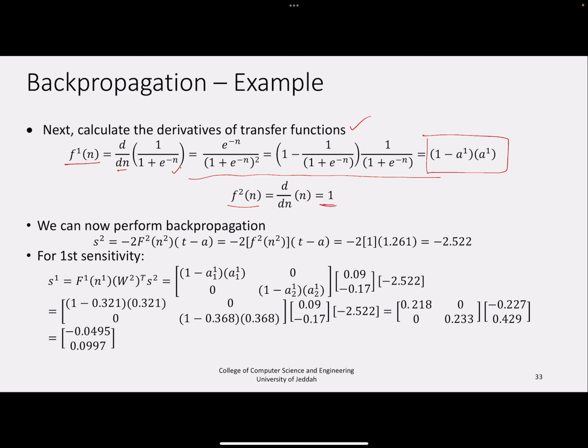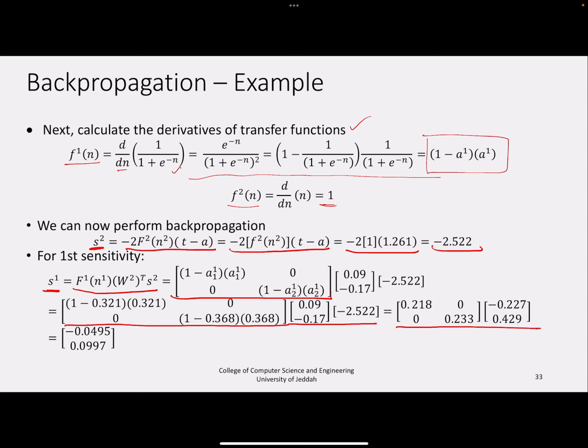Then we start with the backpropagation algorithm. We find the sensitivity for layer number 2, and we end up with minus 2.522. Then we find the sensitivity for layer number 1. That's the equation for that. Do the math, do it all at once using matrix operations. I'm not going to walk through each and every step over here, but you end up with these sensitivity values for layer number 1, S2 and S1.